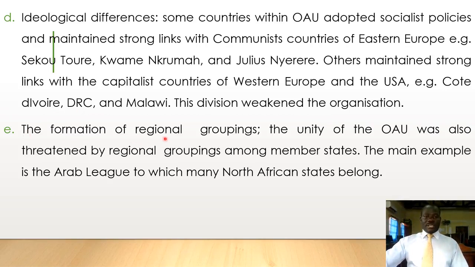Also, formation of the regional groupings. The unity of the OAU was also threatened by the regional groupings among member states. The main example is the Arab League, to which many North African states belonged. So regional groupings started to appear, like in Southern Africa, Northern Africa, and anywhere. That again also weakened the Organization of African Unity.